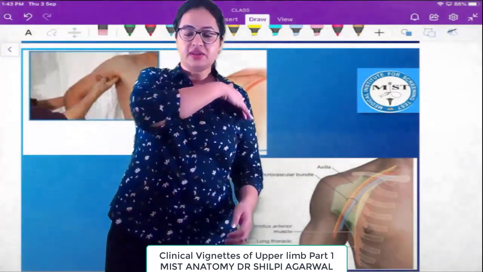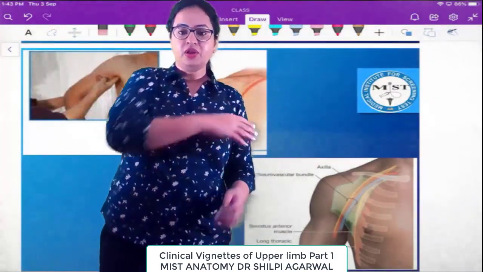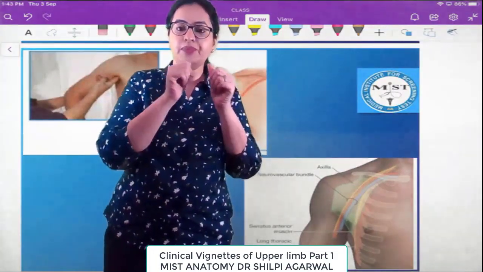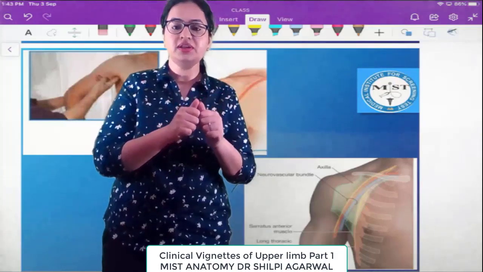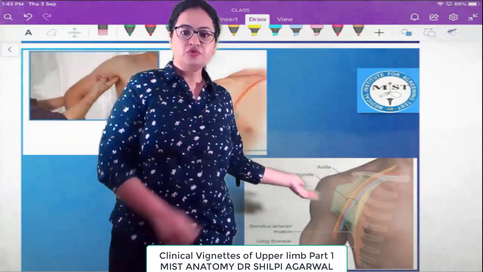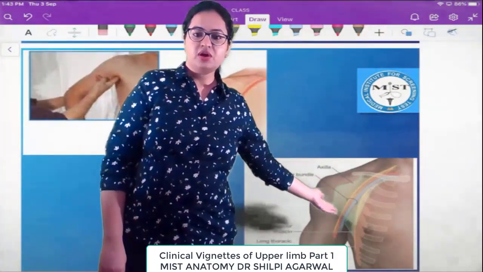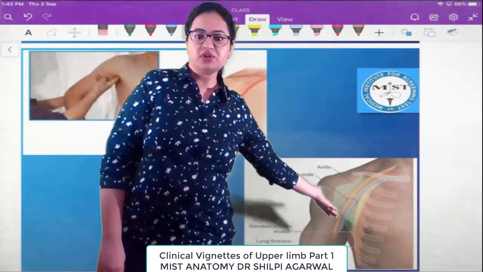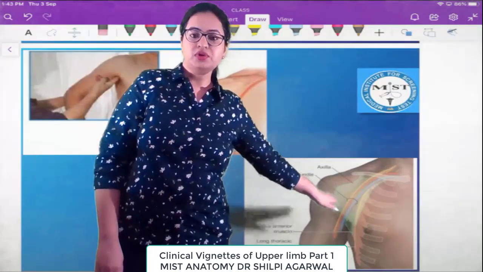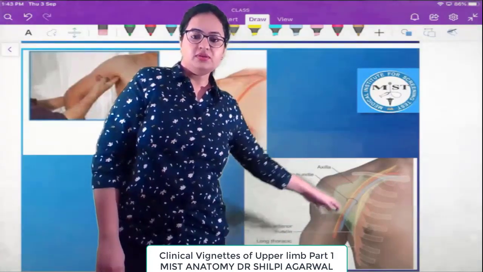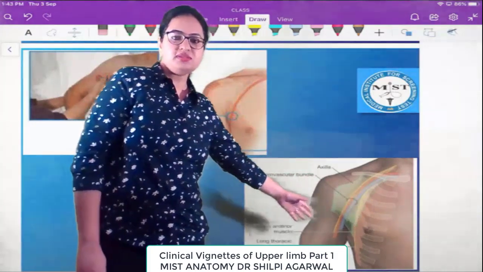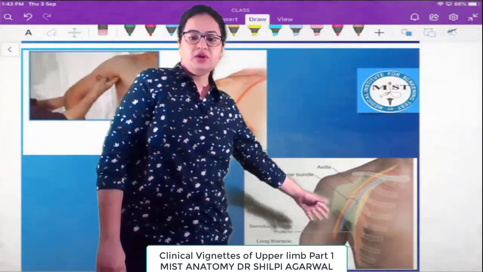The axillary artery runs like this in the axilla, and to palpate it, you have to press the axillary artery along the lateral wall of the axilla. This is the location of the axillary artery, and this is towards the lateral aspect, so it is towards the arm. This is the medial aspect of the axilla, and as we come laterally, this is the lateral aspect of the axilla.